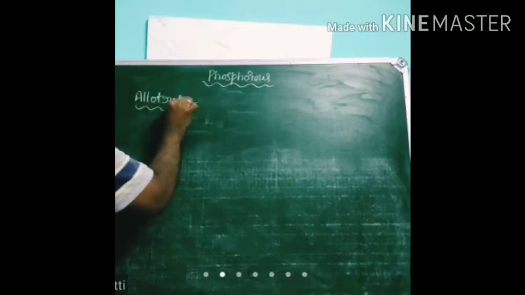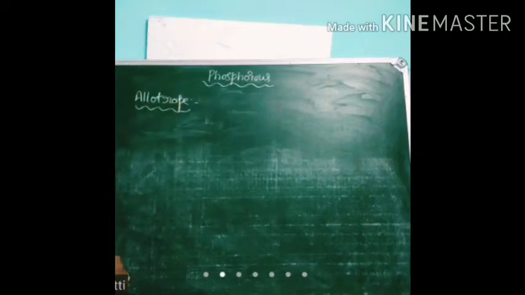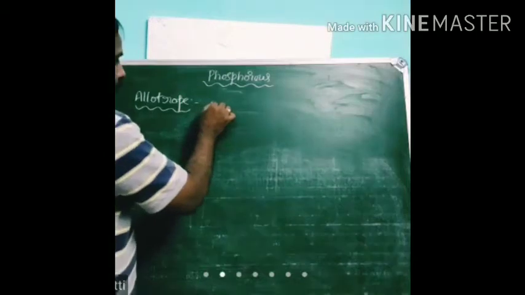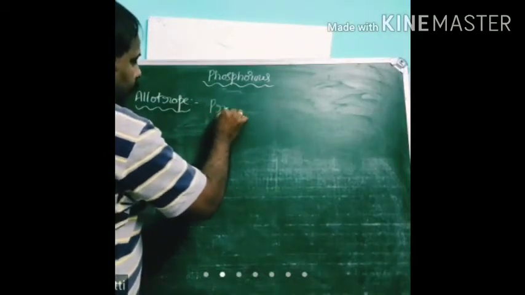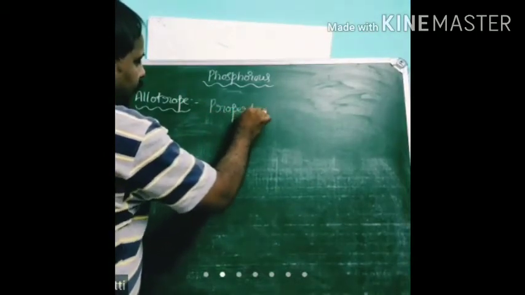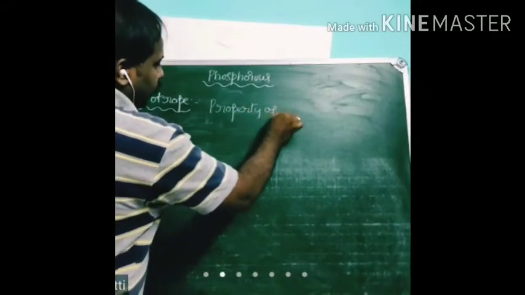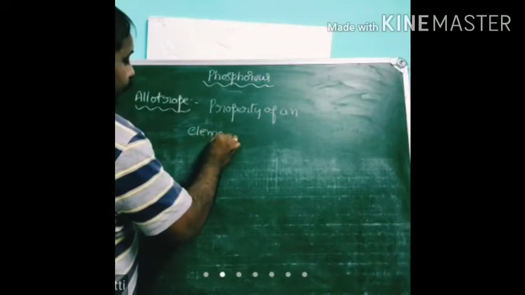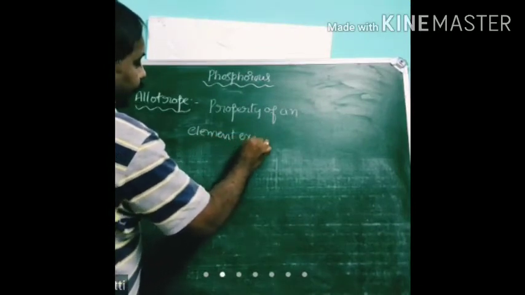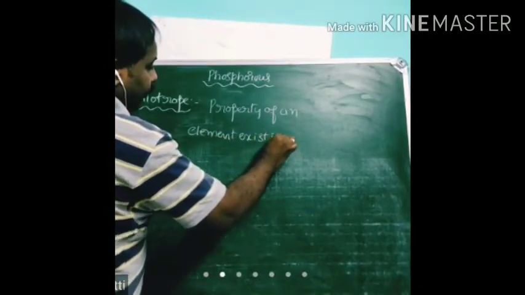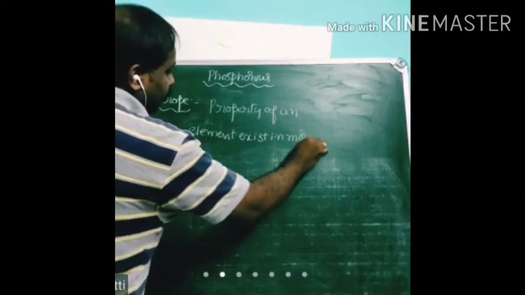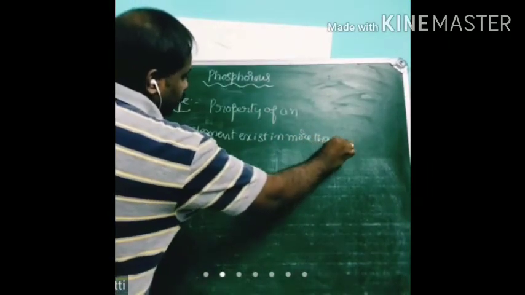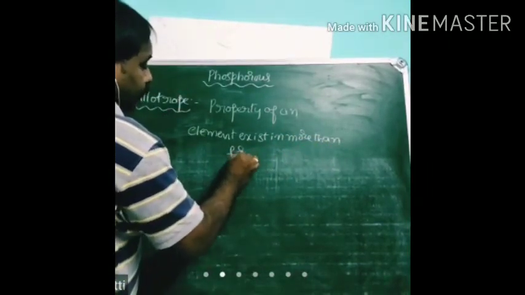What is allotrope? Allotrope is the property of an element that exists in more than one form. Exists in more than one form. That is called allotrope.